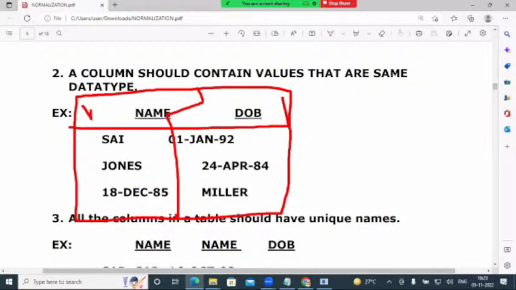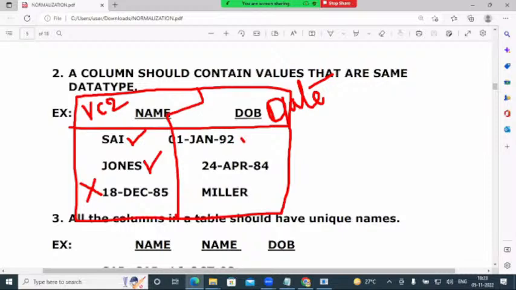Name column data type is what? Varchar2. Date of birth, data type is what? Date. So Varchar2 means Sai, Supported, Jones, Writer. But what is this? Date. Can you save here? No, this is wrong. You can't keep it like this. In a Varchar2 data type, you can't store date format data. That is actually wrong.